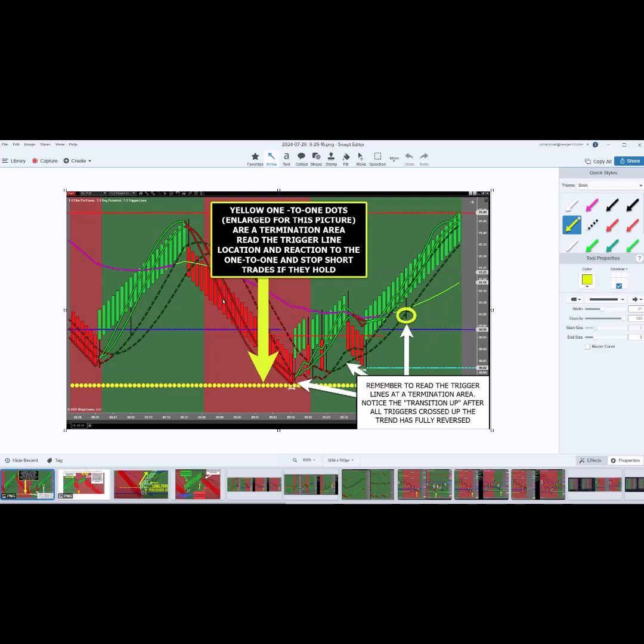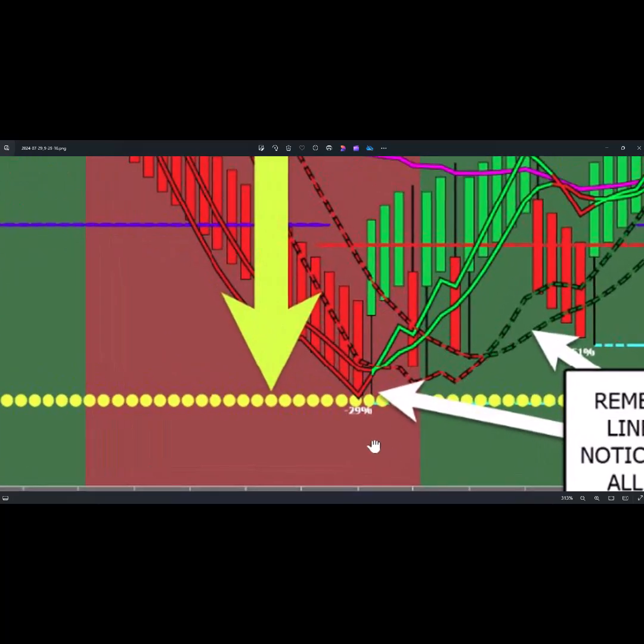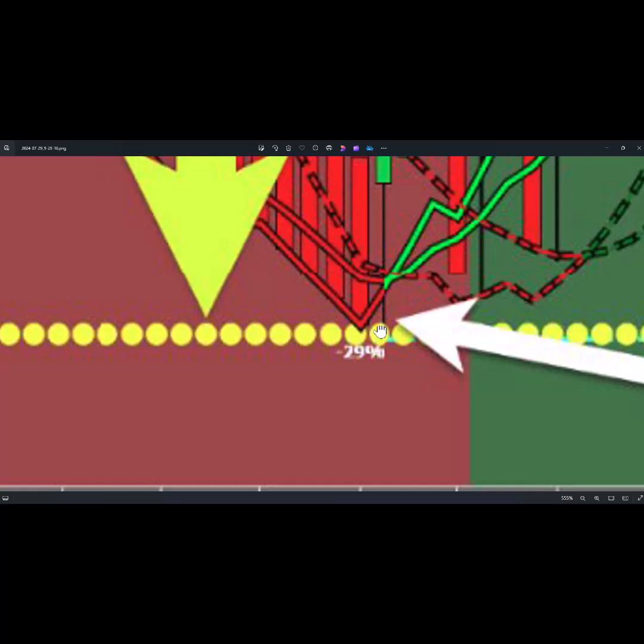That's all. Where are they at? What are they doing? And that's all you really need to know. And, again, in the beginning, I don't think it's difficult to see that there are no triggers that are past the one-to-ones. This is going to be very important for you guys because it's going to lead into one of the next things that you guys want to know more than anything else.